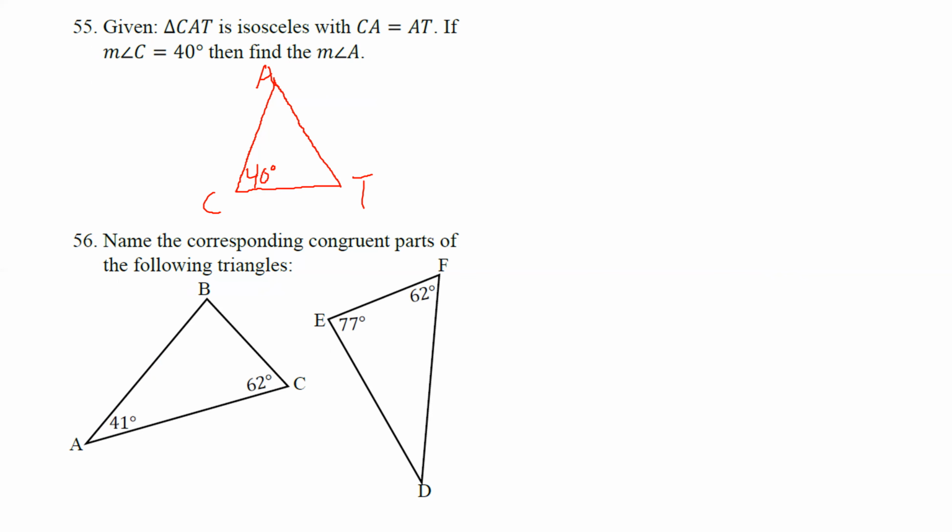Well, if C is 40, C and T are the two base angles. They have to be congruent. So T also has to be 40. Together, C and T add up to a total of 80 degrees. So to find that angle left at the top, we're going to subtract the 80 from the total of all the angles, which has to be 180 for a triangle. So that top angle is going to be 100 degrees. Now, again, I didn't draw it to scale, but that top angle would have to be 100 this time.